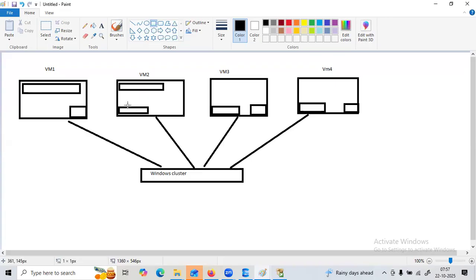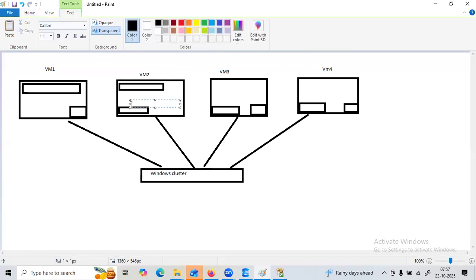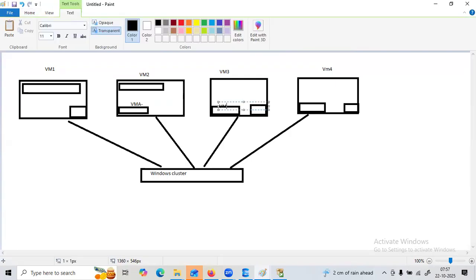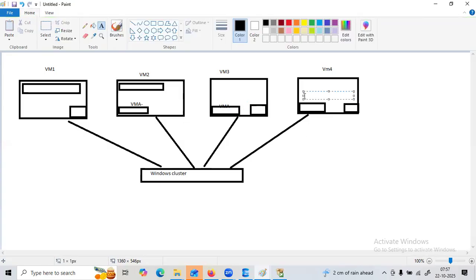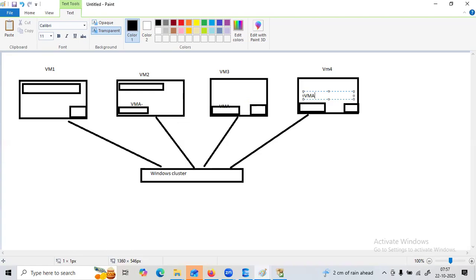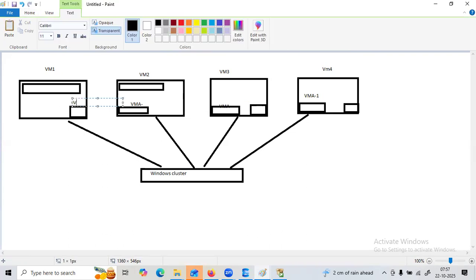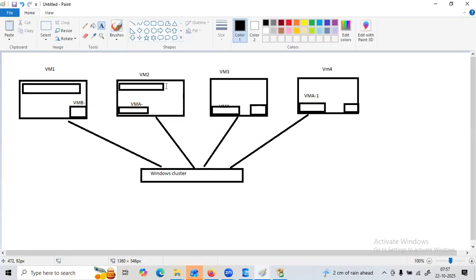So here, VM A minus, this is VM A minus. Now this is VM B minus. This is what I call B.